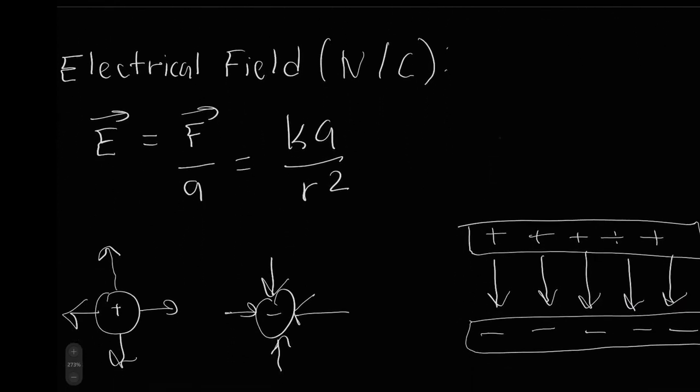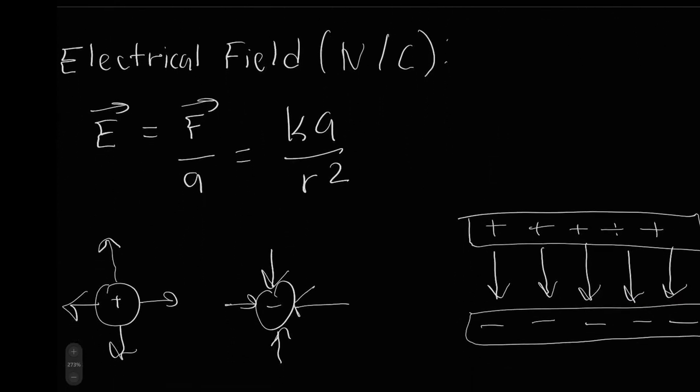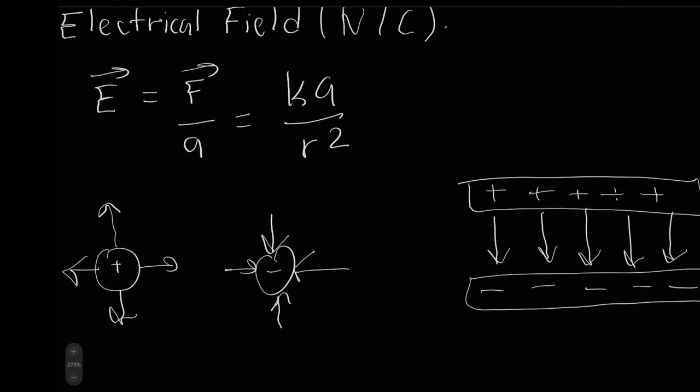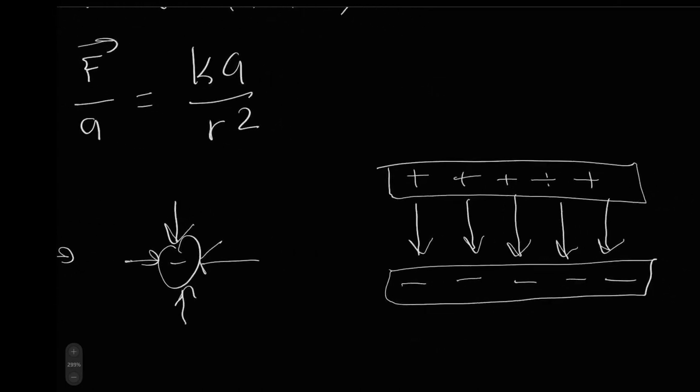Then we move on to electrical field, with units of newtons over coulombs. So electrical field is equal to the force over the charge, which is equal to K times Q over R squared. And in an electrical field, you can see that the lines always leave away from a proton and always enter towards an electron. So lines begin at the positive end and end at the negative end. As we can see on this diagram here, the lines are leaving the positive terminal and going to the negative terminal.